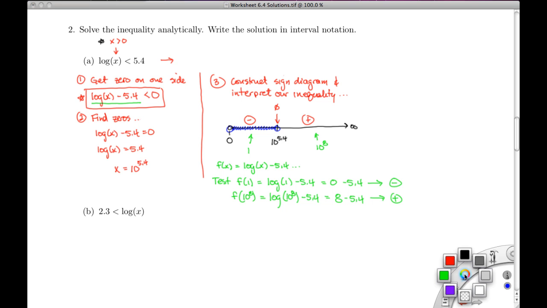So this tells us that our solution interval would be from 0, non-inclusive, to 10 to the power of 5.4, non-inclusive. And that would be our answer.